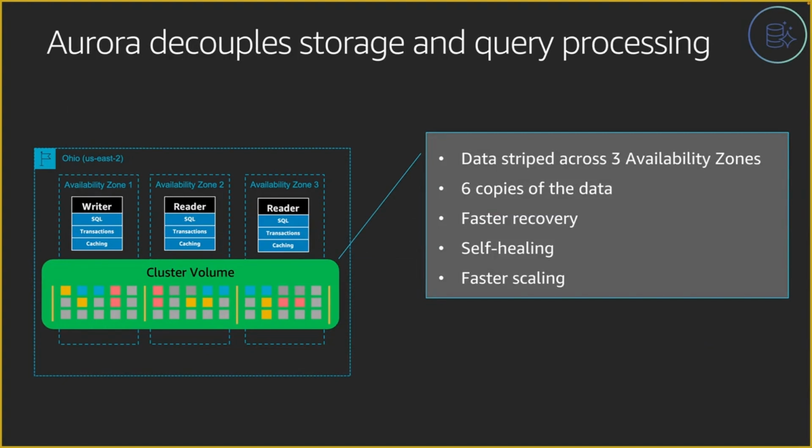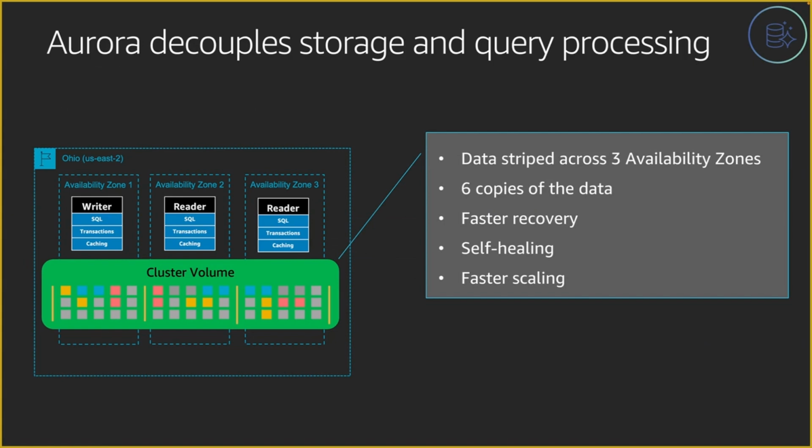Aurora also has decoupled storage and query processing. It maintains 6 copies of data across 3 availability zones, so 2 in each availability zone, to protect against availability zone failure. And it can promote any reader node to a writer node in case of failure. Amazon Aurora also has a self-healing feature, so it automatically detects and repairs data corruption and ensures your database remains highly available and reliable.